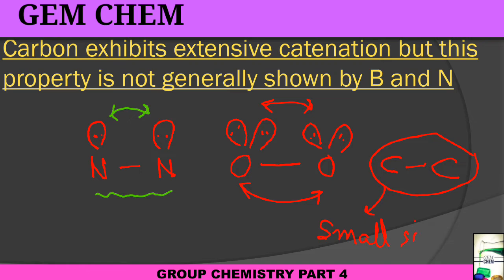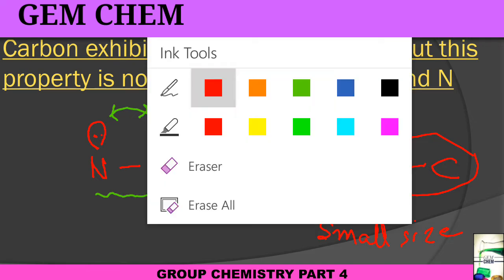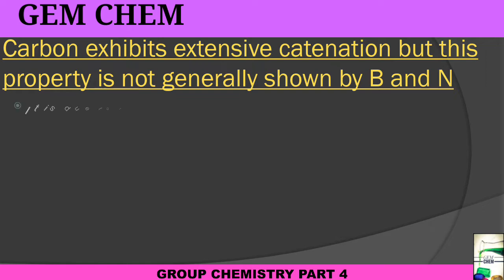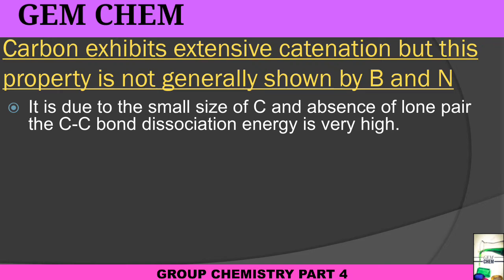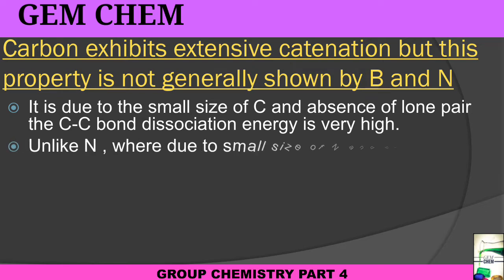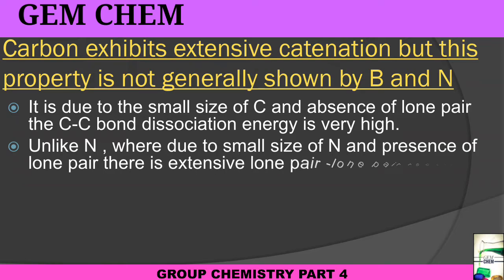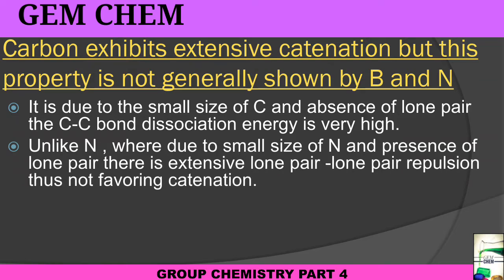So we can say that, first of all, it is due to the small size of carbon and the absence of lone pairs that the carbon-carbon bond dissociation energy is very high. As a result, the carbon-carbon bonds are very stable, and this favors catenation. Unlike the case of nitrogen, where due to the small size of nitrogen and the presence of lone pairs, there will be extensive lone pair repulsion, and thus catenation will not be favored.